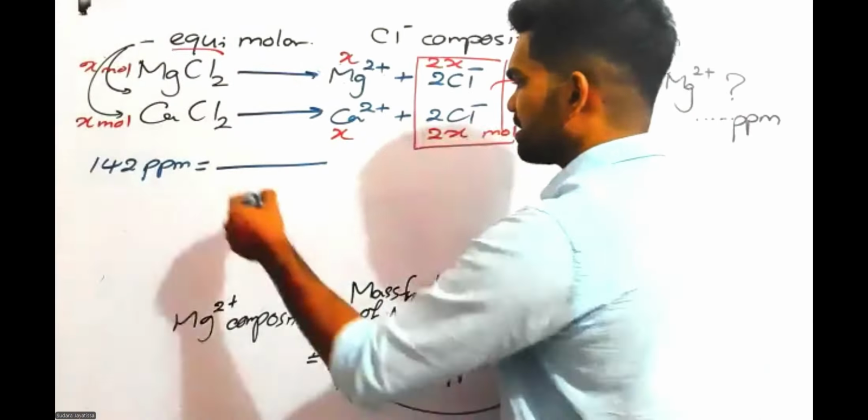Then if you write the same expression for the magnesium 2 plus composition, we don't know the ppm value. Let's say it is y parts per million. That is the number. Then that will be equal to how many magnesium moles are there? x. Then the magnesium molar mass is 24. So x into 24 over m total, into 10 to the power 6. So these are the two expressions now.